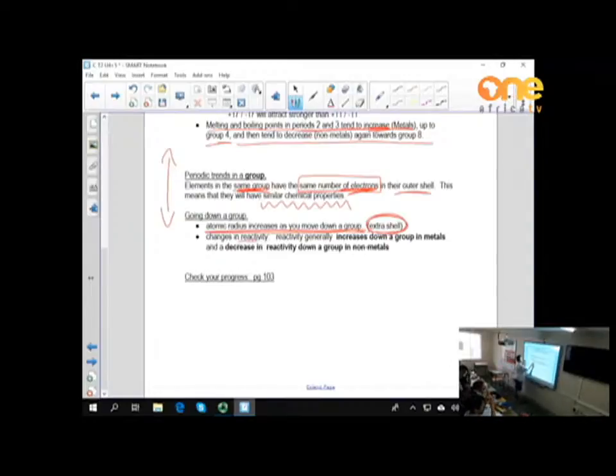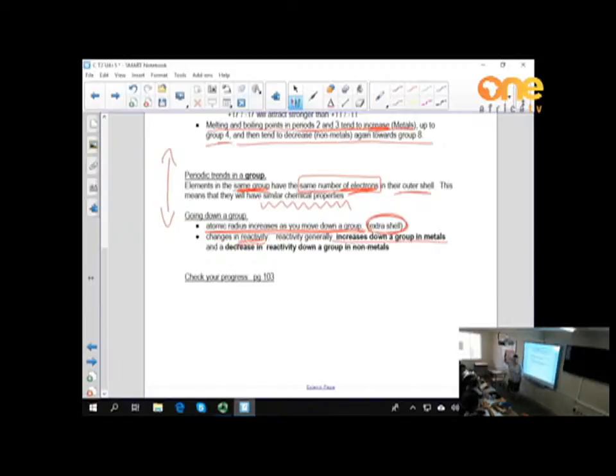Changes in reactivity. We find generally reactivity increases as you go down a group in the metals. So if we have our periodic table, if I look at metals and I had to give a wild guess, is that one more reactive or that one more reactive?